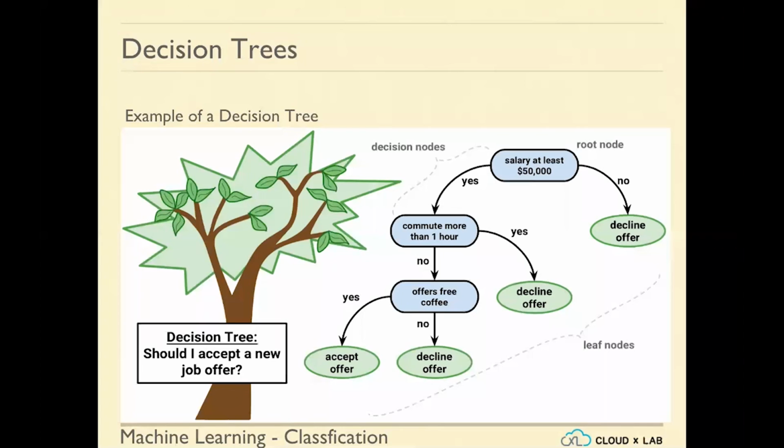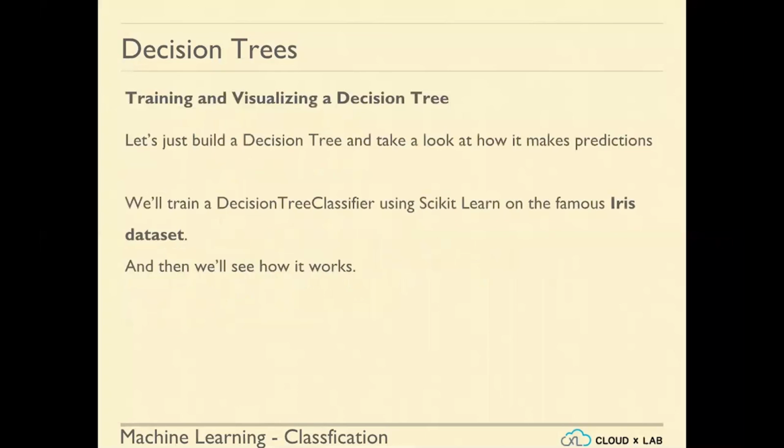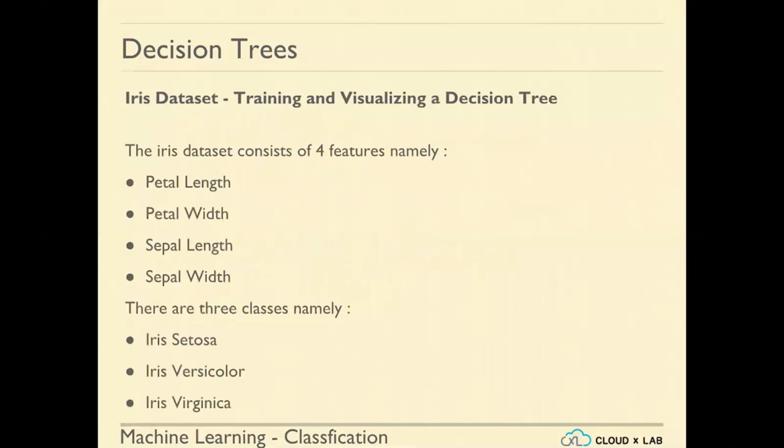In case of unsupervised, we can actually use the decision trees for grouping the data and so on. So we'll see those parts as well. And decision trees are wonderful things because they can do nonlinear regression as well. We learn how decision trees are capable of doing nonlinearity. So let us just build a decision tree and take a look at how it makes the predictions. We will learn the decision tree classifier using scikit-learn on the famous iris dataset, and then we will see how it works. Let's just walk through this very quickly.